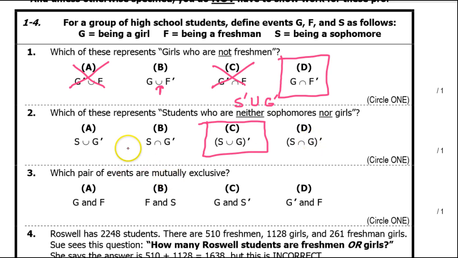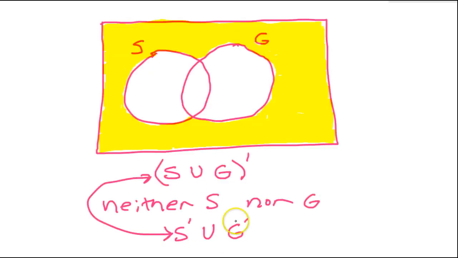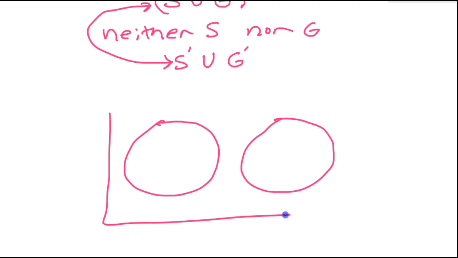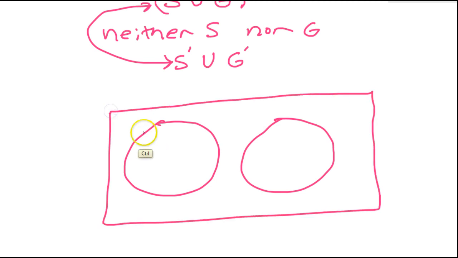Okay, problem number 3. Which pair of events are mutually exclusive? Mutually exclusive means two events that have no overlap to each other. If I put the Venn diagram, it would have to look like this. For example, if I had freshmen and I had juniors, you cannot be a freshman and a junior at the same time. There's no overlap. There's no freshmen / juniors. So these would be mutually exclusive.